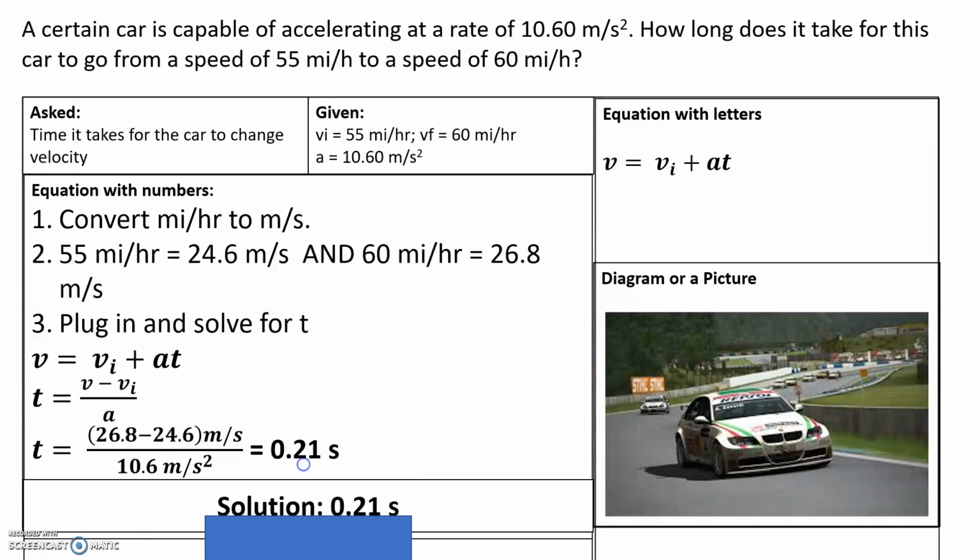So our answer is 0.21 seconds. The amount of time it takes for the car to change its speed is 0.21 seconds.